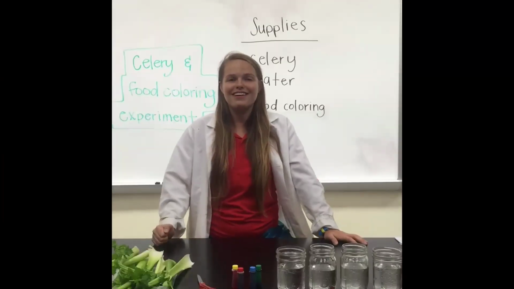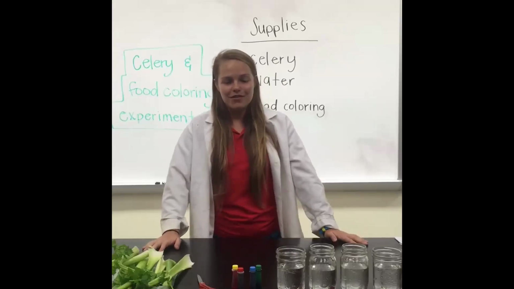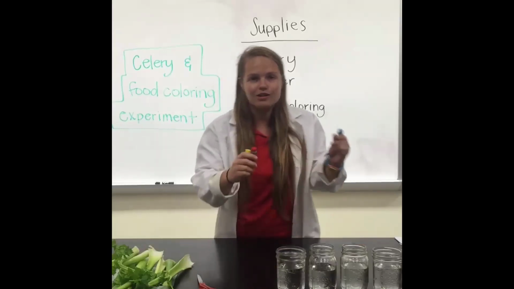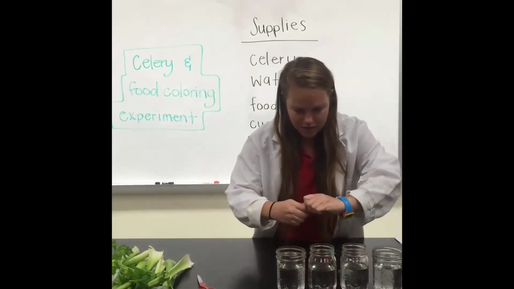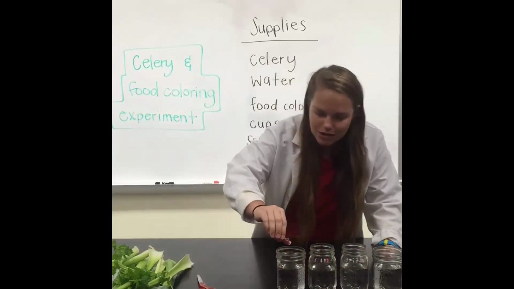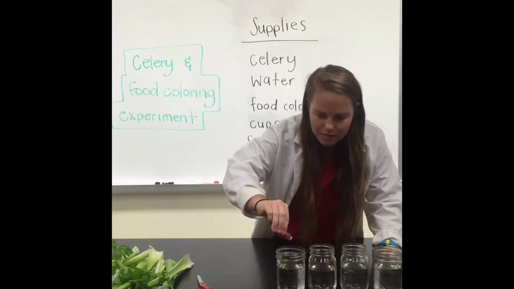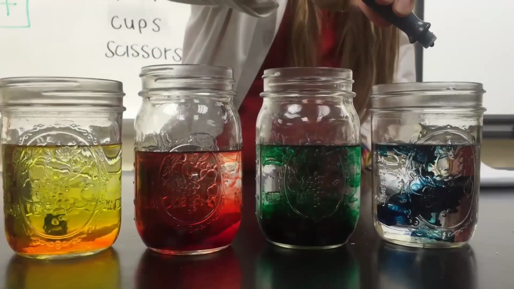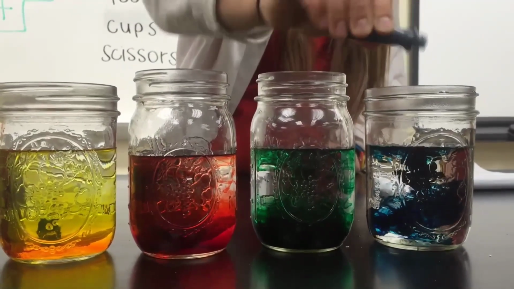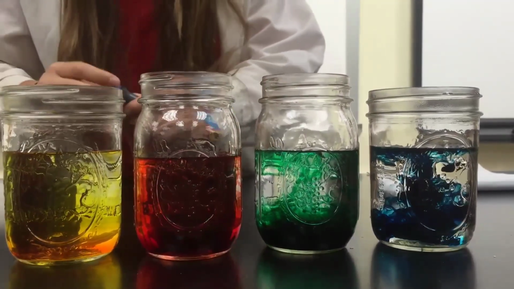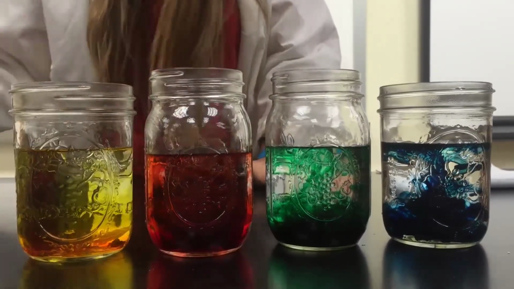Have all your supplies together? Okay, great, let's get started. First, we're going to add our food coloring to our jars of water. You can add them in any order into any jars that you want. Put about 10 drops into each one. Okay, just a couple more drops and then we'll be ready to go. Nice, now we have our colors all mixed.